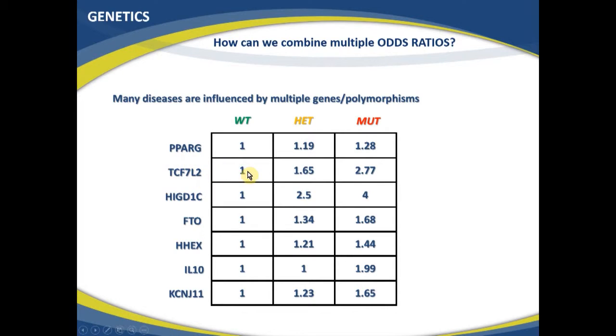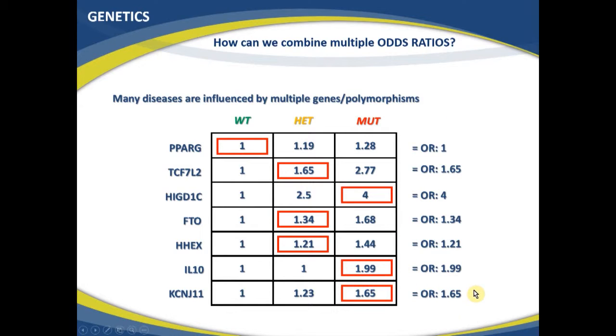And TCF7, 1 for wild type, 1.65 for heterozygous, and 2.77. So different numbers that we got from scientific studies. Now you can do a genetic test, and then you find out the person has the wild type for this gene, odds ratio of 1. Heterozygous for TCF7, homozygous for this gene, and so on.